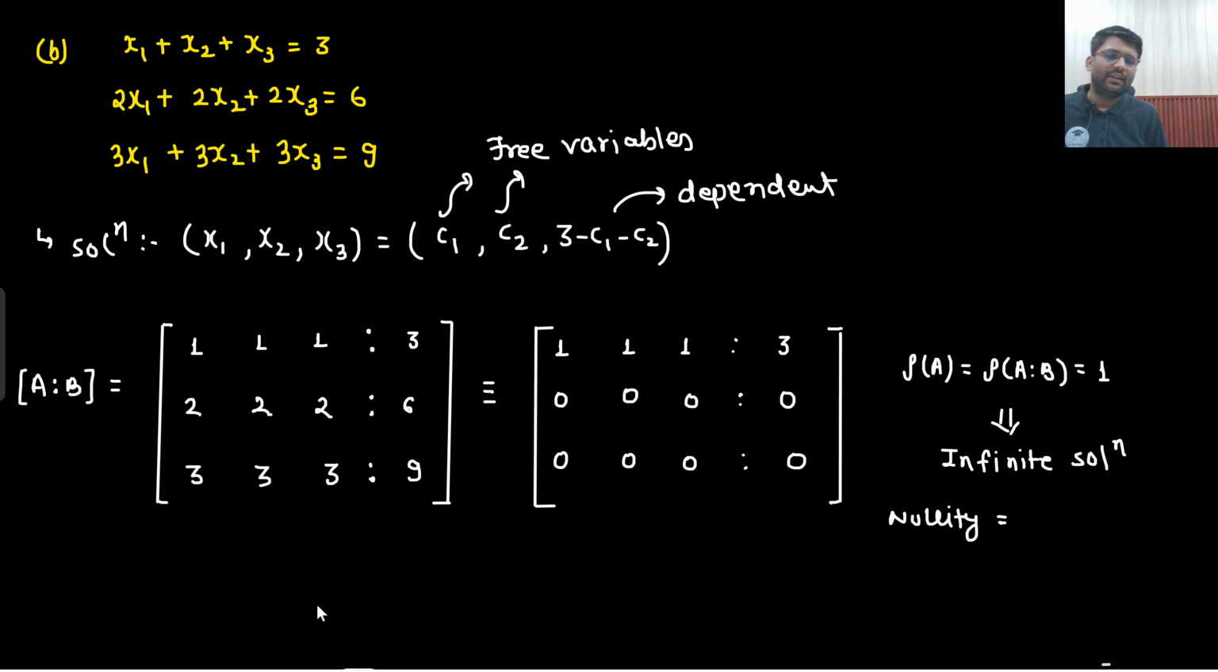Right? And what about the nullity? Nullity of A. So what will be the nullity of A? Nullity of A would be nothing but the number of variables. How many variables are there? 3. Minus the rank. What is the rank? Rank of A is coming out to be 1 only. What is the answer? 2. This represents the number of independent solutions or number of free variables.